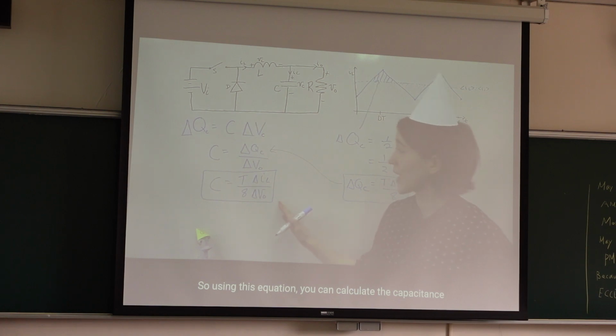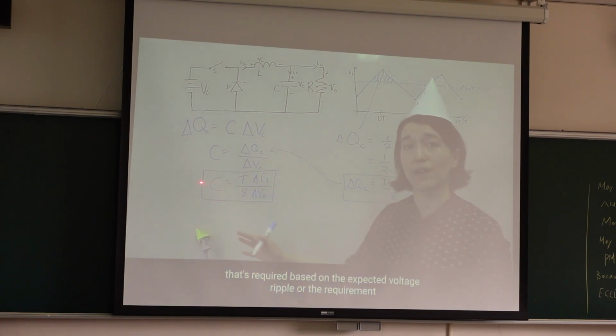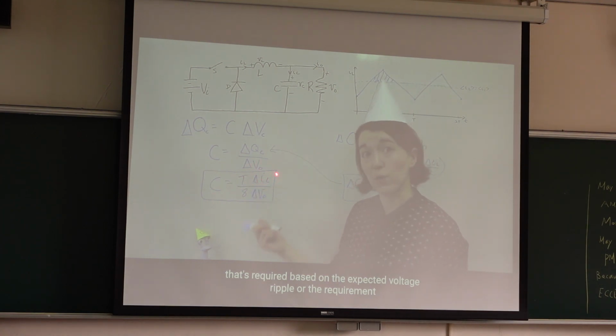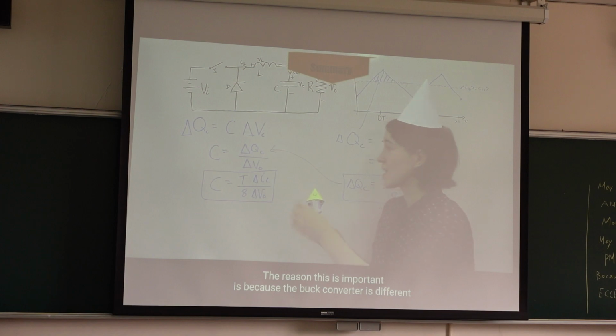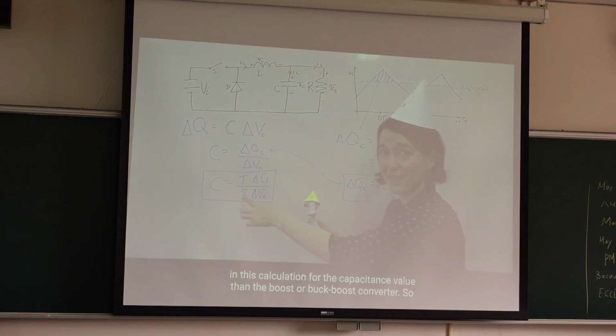So using this equation, you can calculate the capacitance that's required. This is the value of capacitance based on the expected voltage deviation of the output, the requirement of the inductor current ripple, and the time interval. The reason this is important is because we can calculate how large the capacitance is. This calculation for the capacitance value is different than for the boost or the buck boost converter.